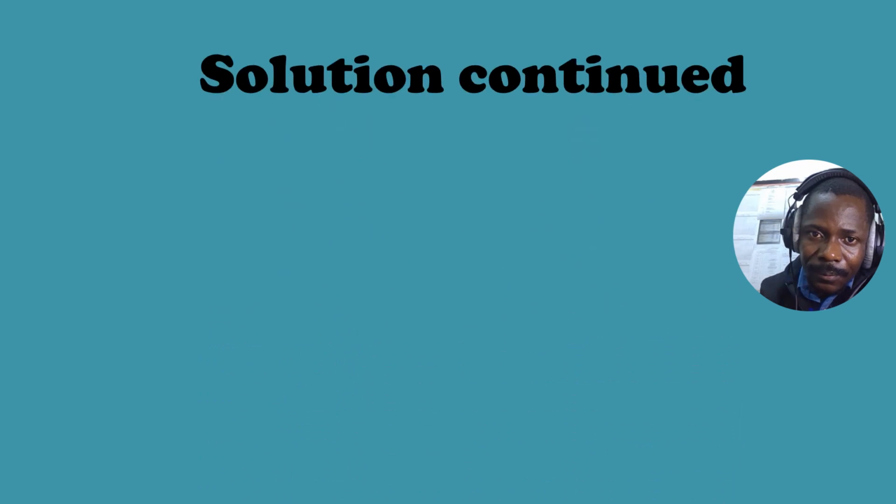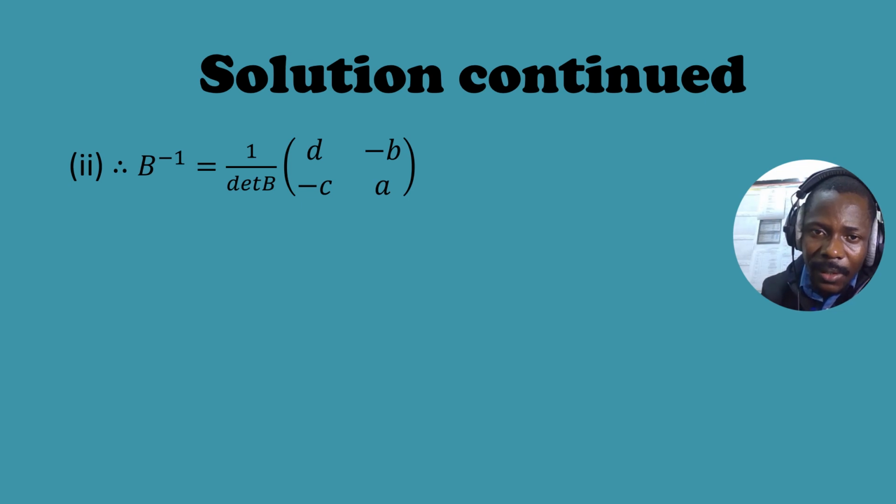Well, solution still continues. Okay, solution continued. Now, to find the inverse of matrix B, we are simply saying we are going to have 1 over the determinant of B, then change elements there, like I've already said over and over again. So this becomes more like our formula for finding the inverse, which is really easy to handle.